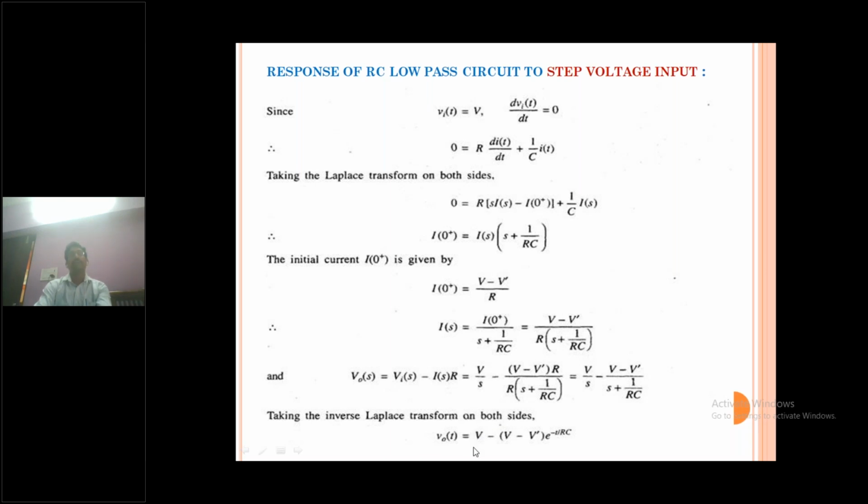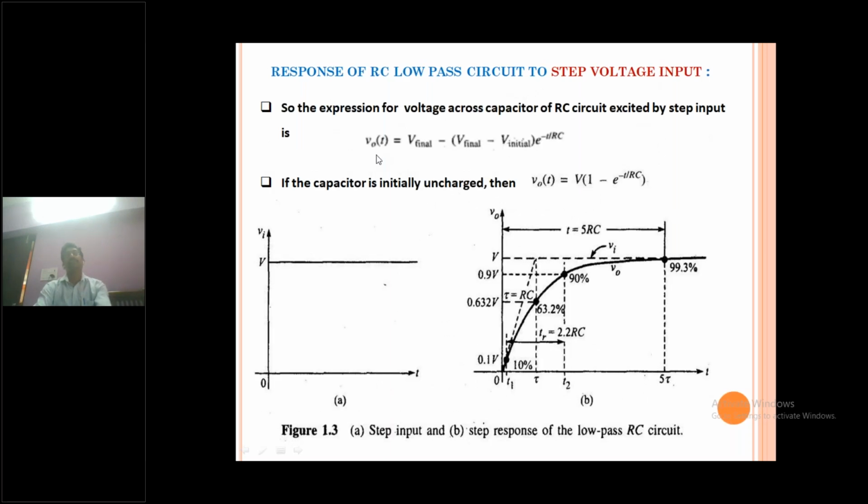That means finally the capacitor will be charging to voltage capital V. Similarly, the capacitor initial voltage you are assuming is V dash. So now I am substituting V final minus V initial. Writing the output voltage across the capacitor of the low pass circuit: V naught of t equals V final minus of V final minus V initial into e power minus t by RC. This is a very important equation for many of the equations.